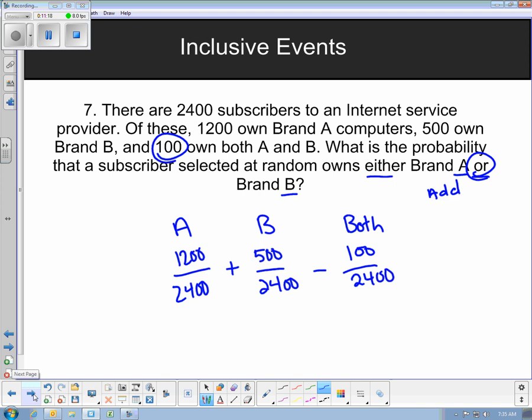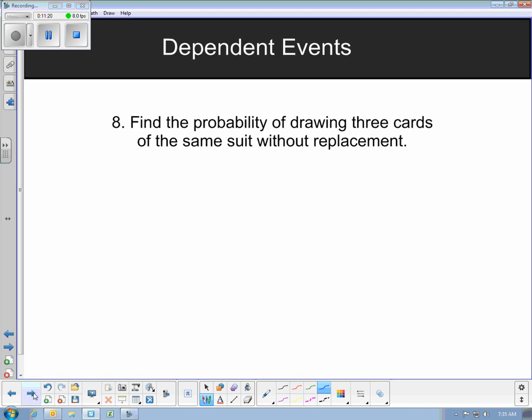So in example number 8, our last question, find the probability of drawing 3 cards of the same suit without replacement. So now it doesn't say which suit we care about. So we talked about what we have to do with that in our section with permutations and combinations. Now, I need to think of card number 1, card number 2, and card number 3.